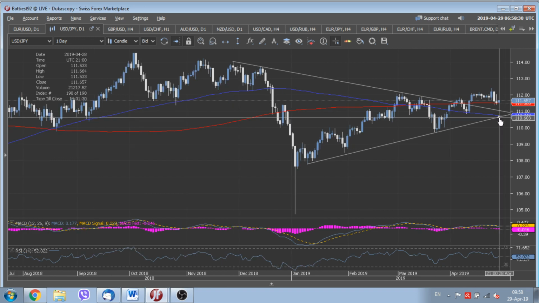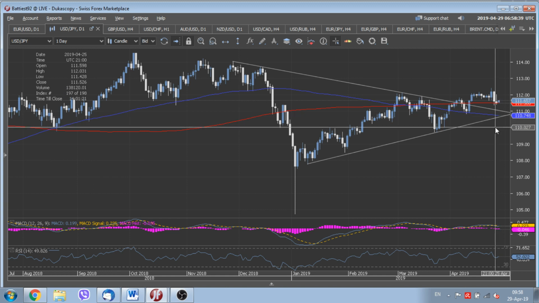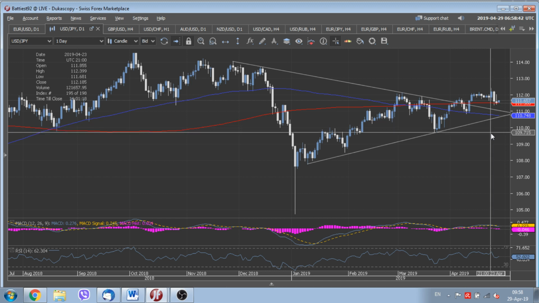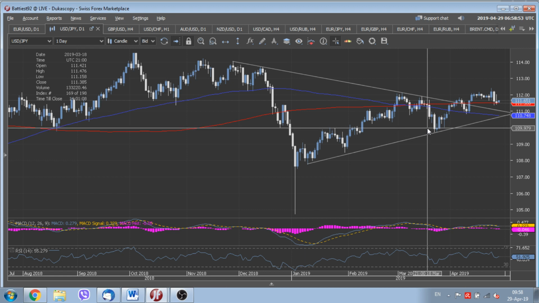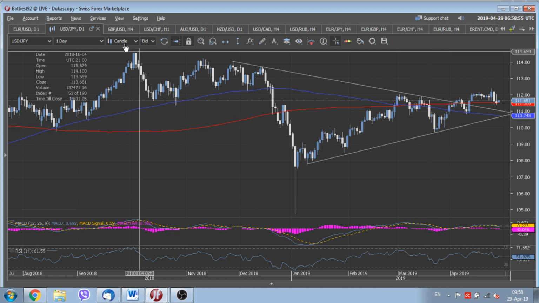And of course the first layer of important barrier to watch to the downside is an immediate uptrend line located at 110.65, with important support around the lows of March 29, at 109.71, together with the important psychological barrier of 110.